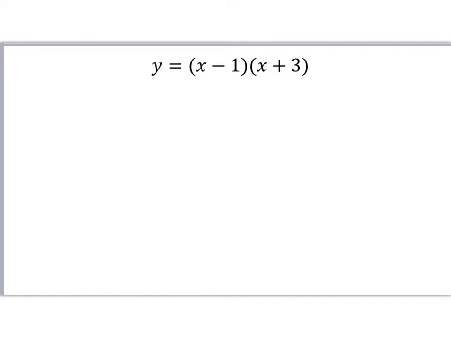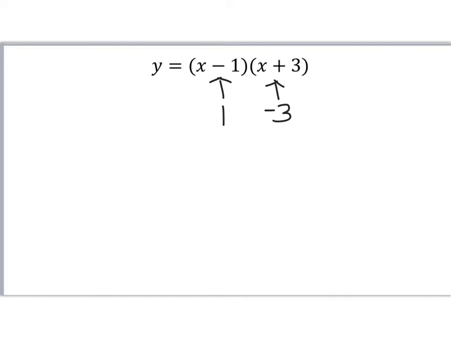The first thing I'm going to do is find my zeros, and that's just making this one a 0 and this one a 0. So what value of x would make the first one a 0? Well, what minus 1 equals 0? A 1. And the next one, what value of x would make that binomial 0? Well, what plus 3 equals 0? A negative 3. So those are my two x-intercepts, 1 and negative 3.